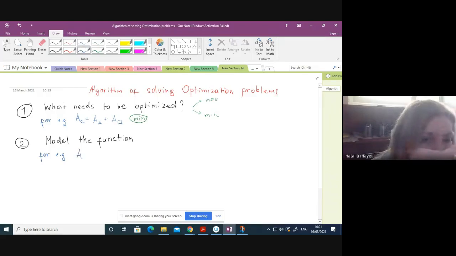The area, the combined area. The area, the function of the area. What does the area depend on? Dimensions, kind of, to a certain extent. This is the wire. The wire is 100 meters.